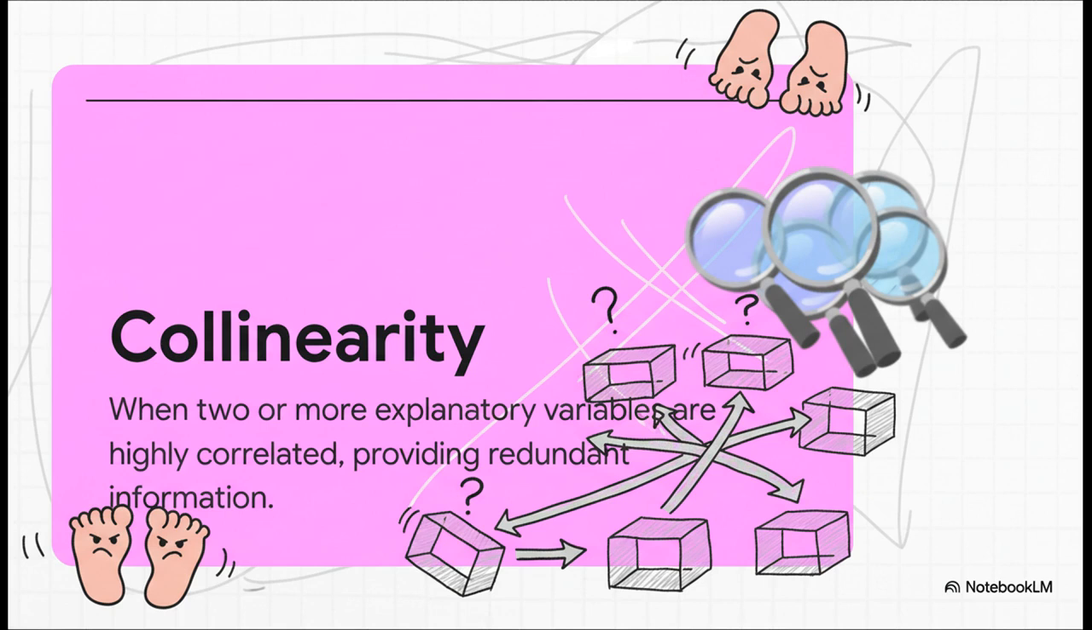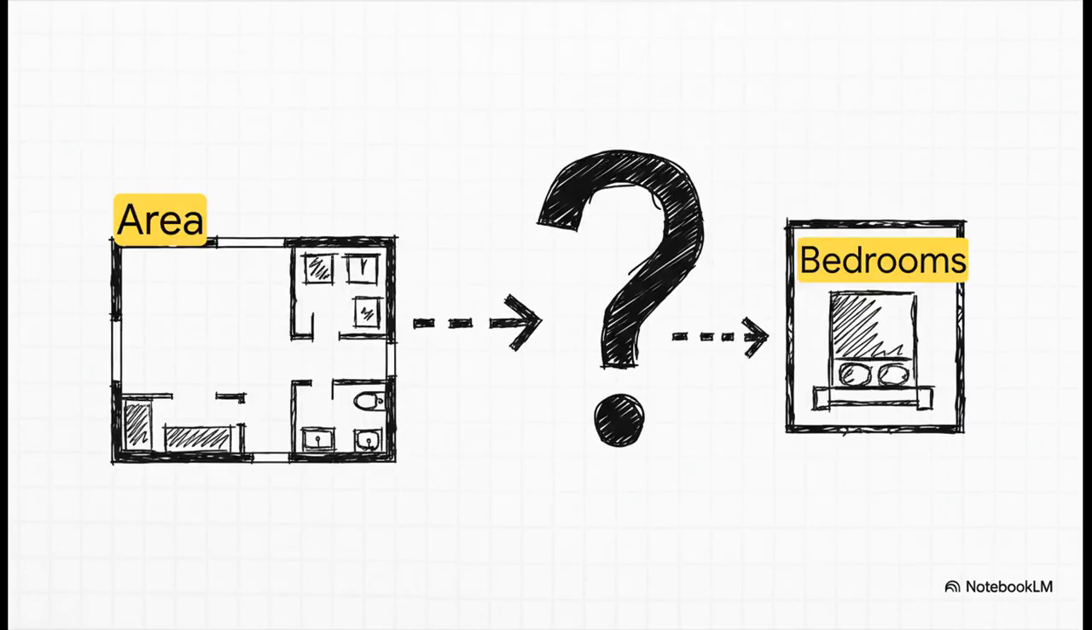They're correlated with each other, telling the model pretty much the same story, and they end up just stepping on each other's toes. And really, it's just common sense, right? An apartment with a ton of square footage is almost certainly going to have more bedrooms. So when you put both of them into a model, how is the model supposed to know who gets the credit for the higher price? They're fighting over the same piece of information.